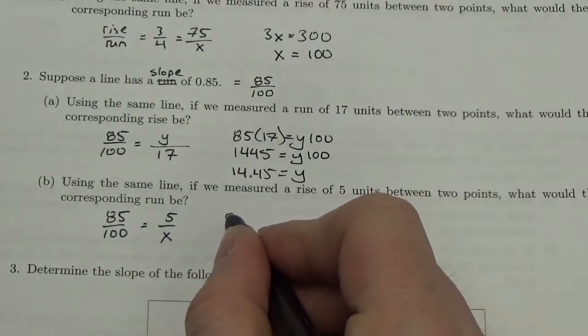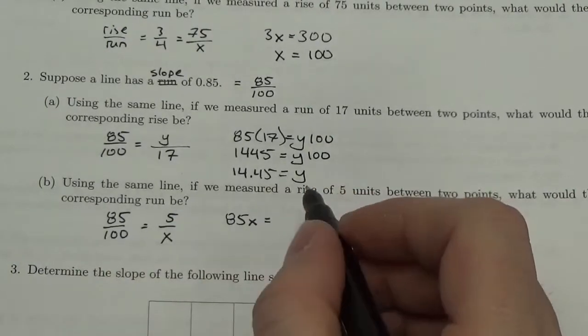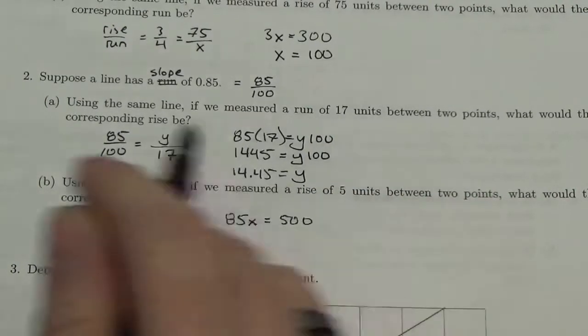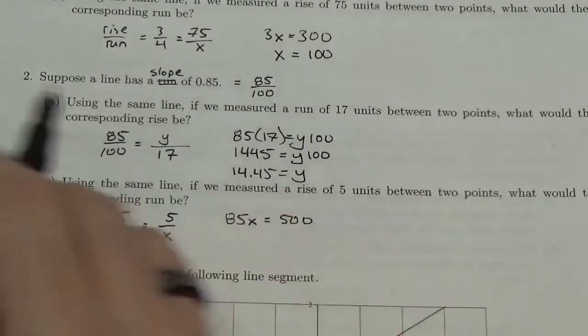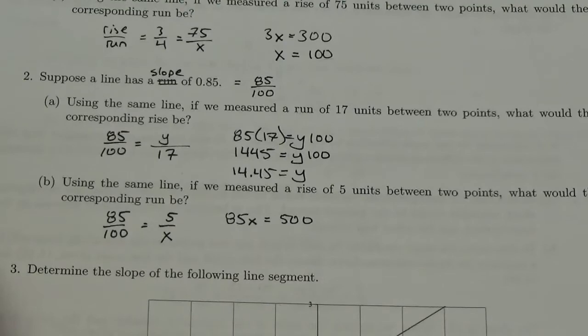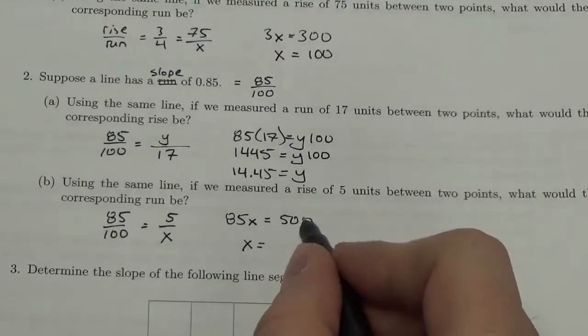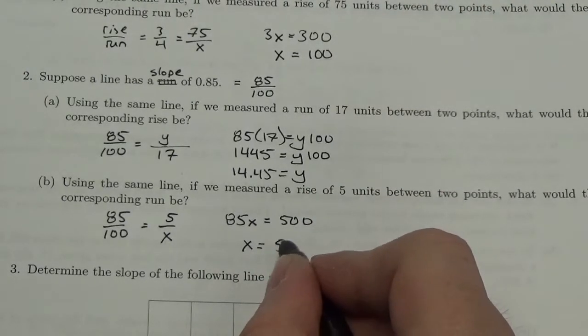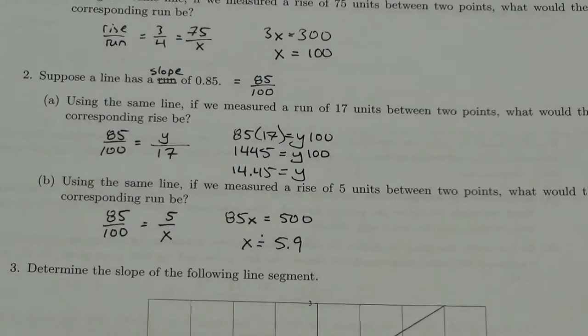If I cross multiply, so 85 times x, and then I multiply 100 by 5, and that's easy, this is 500. And now 500 divided by 85 is going to be 5.88. Okay, or 5.9 approximately when I take that to the nearest tenth. And so there it is. It's just a little bit bigger than my rise.